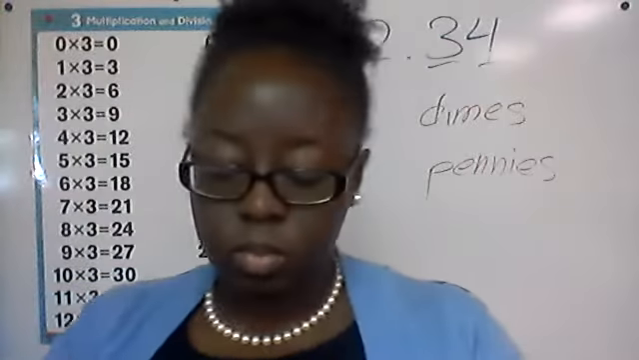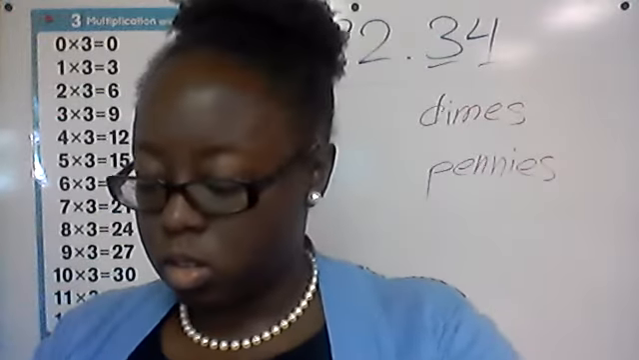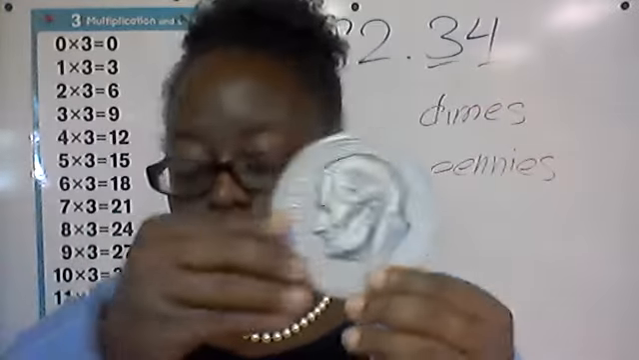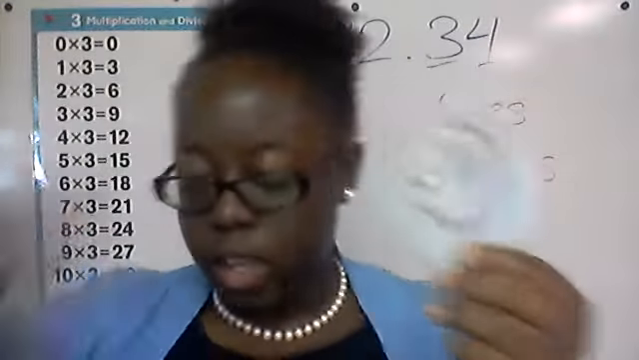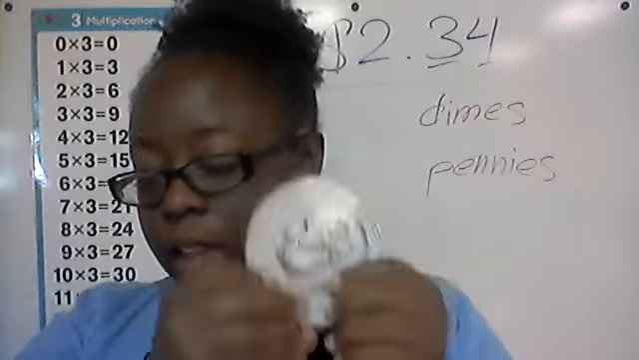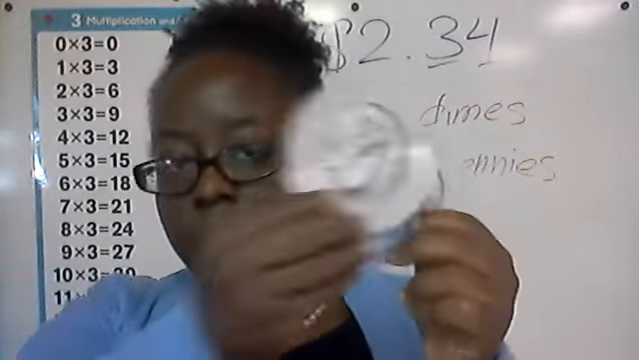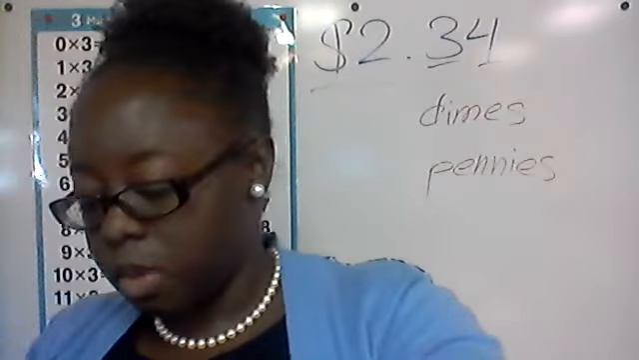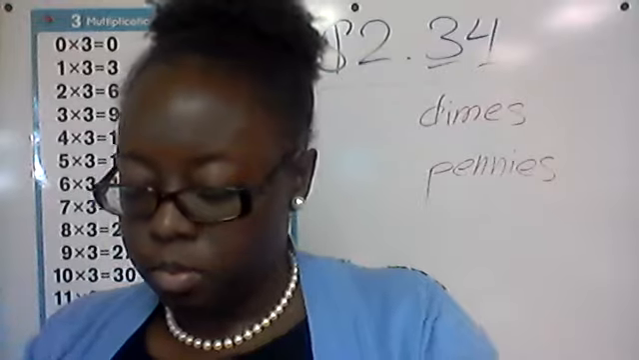To get to 30 cents, here's 10, 20, 30. Okay, I have 30 cents. I need 34 cents. I can't add another dime, because then I'll have 40 cents. So I can't do that. Let me see if I can get my pennies back out.